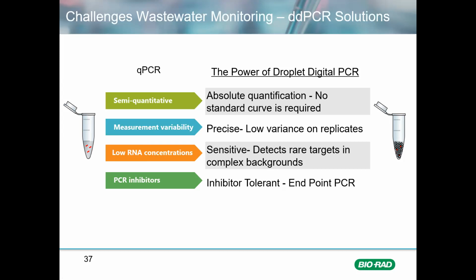And then finally, qPCR, again, is not tolerant when it comes to PCR inhibition. We need to make sure that we're getting rid of those inhibitors in order to get accurate quantification, whereas ddPCR, because it is endpoint PCR by nature, is tolerant to PCR inhibition.